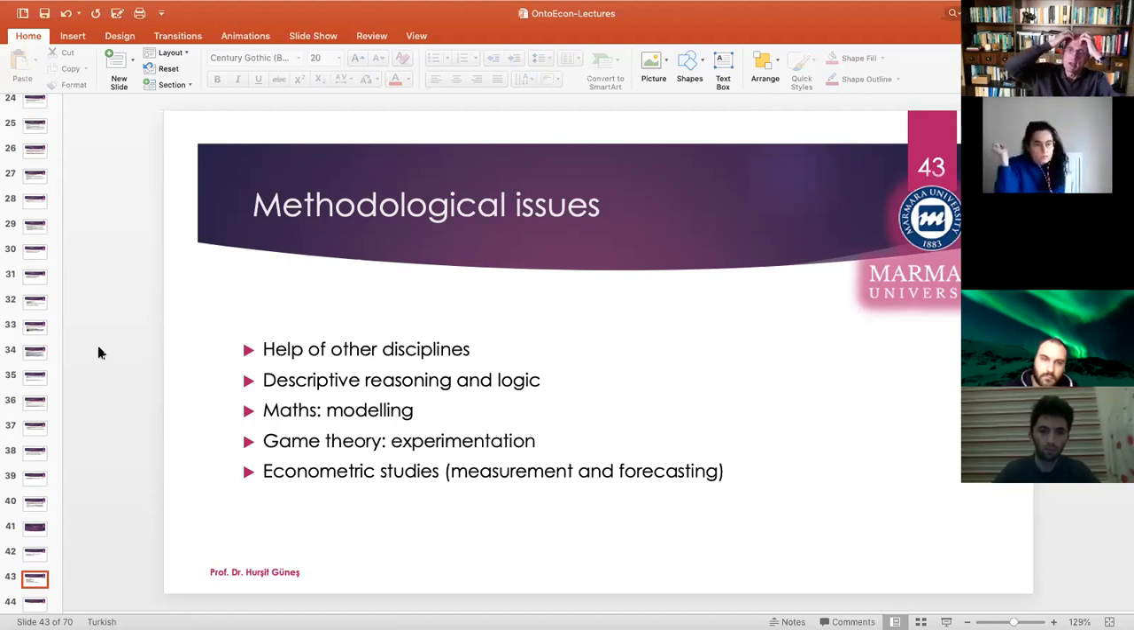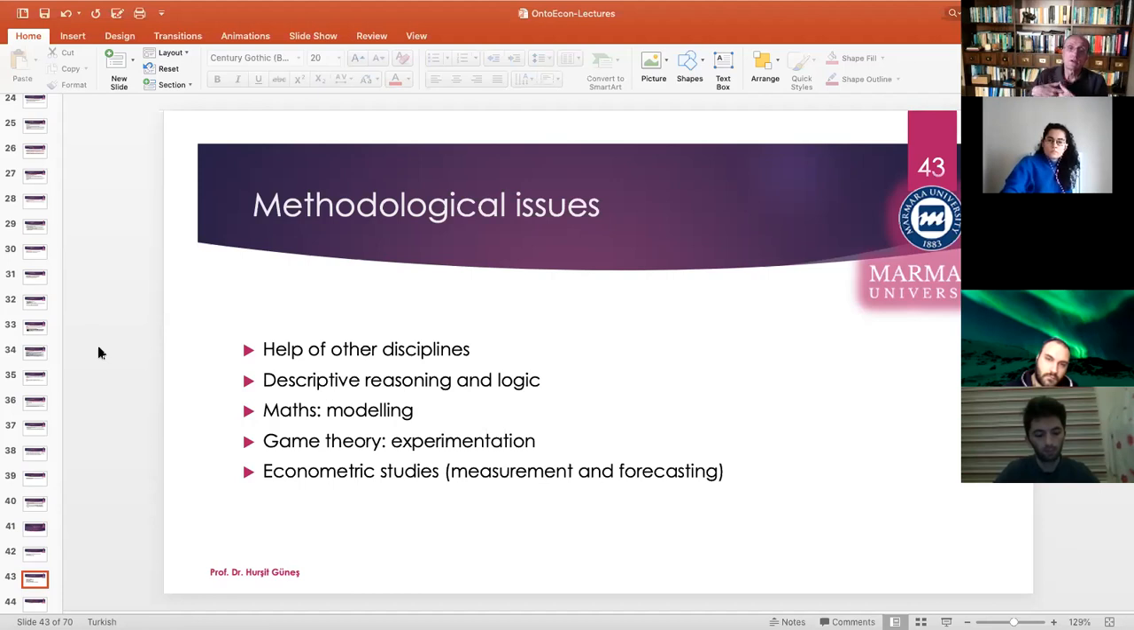Descriptive reasoning or logic in economics. We can use help of other disciplines in economics. We can use maths in economics. They're all separate. You can use philosophy in economics or sociology, or you can use reasoning and logic and try to develop economics. Or you can use mathematics and model and then derive certain results in economics. You can use game theory and use a lot of experimentation and try to achieve certain results.